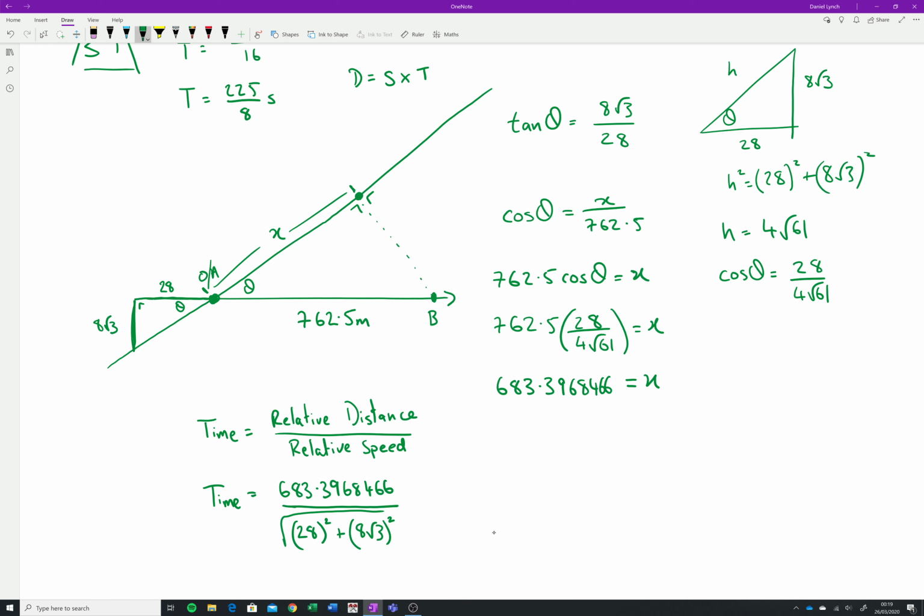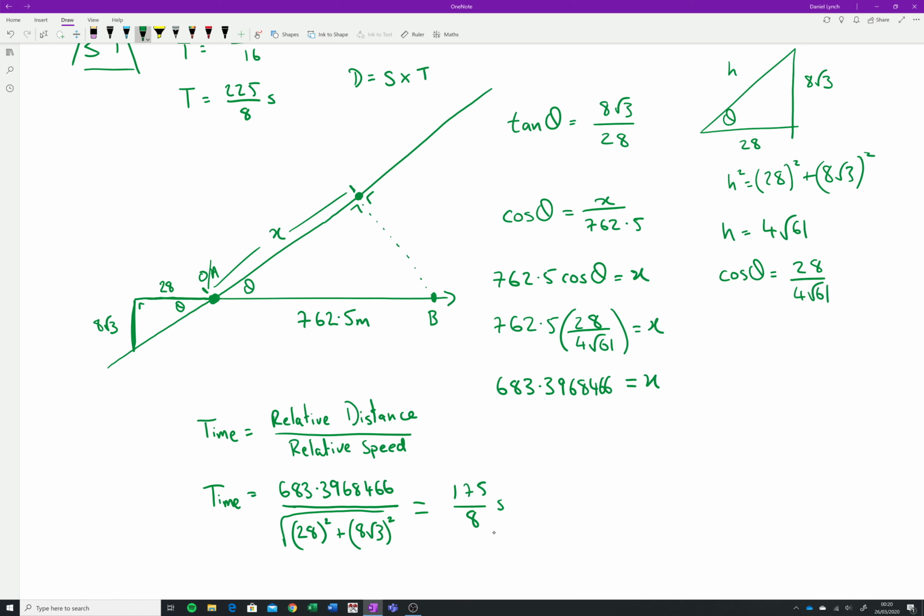So we'll press divided by, and you'll have to give me a second now to type this all in. So, root of 28 squared added to, again in brackets, (8 root 3) in a bracket squared. Okay, and actually, funny enough, that comes out as precisely a nice number. It's 175 over 8, and that's seconds.